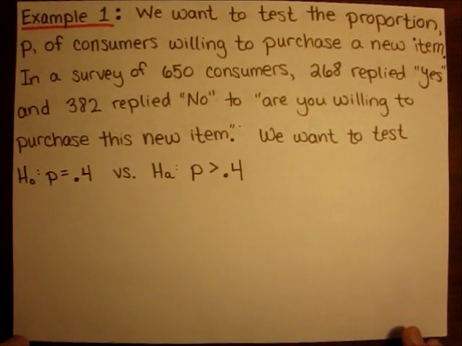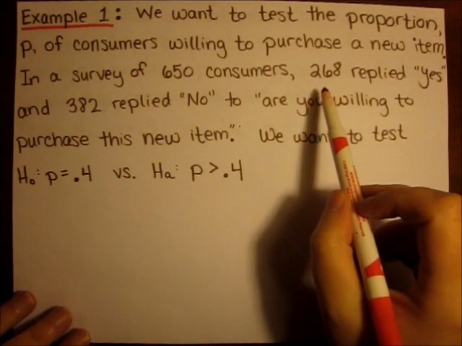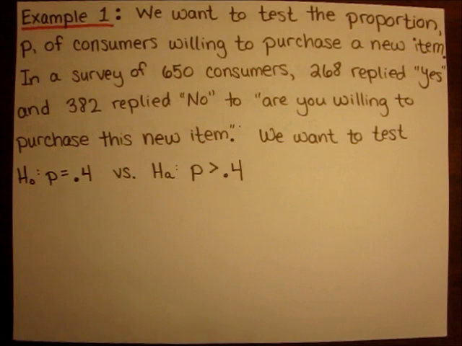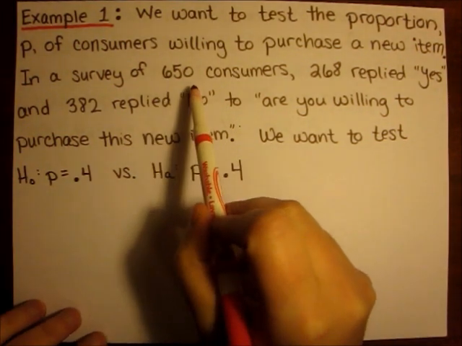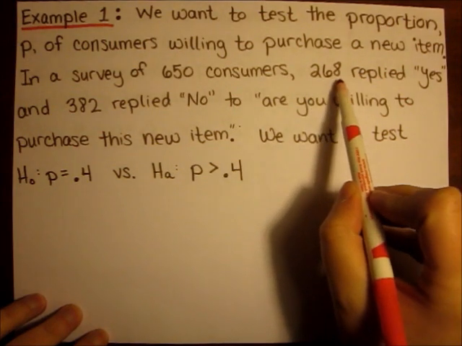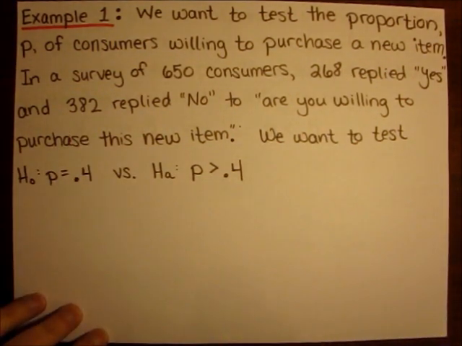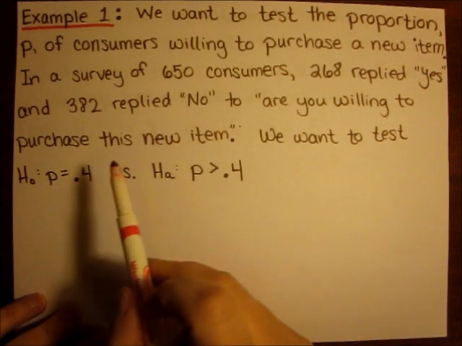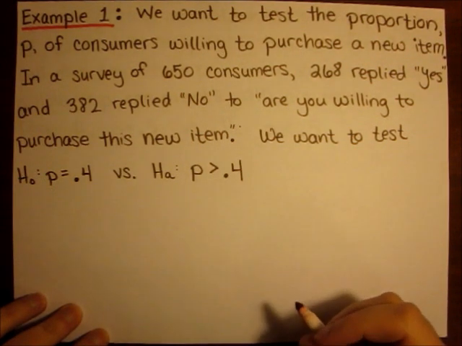In this first example, we want to test a proportion of consumers willing to purchase a new item. So they told us that 650 people were asked, and 268 replied yes, and 382 replied no. Note that one of these two numbers is going to be redundant. If we know there are 650 people who were asked, and we knew how many people said yes, then we wouldn't need to see how many people said no. Anyhow, one of these two is a little bit of extra information.